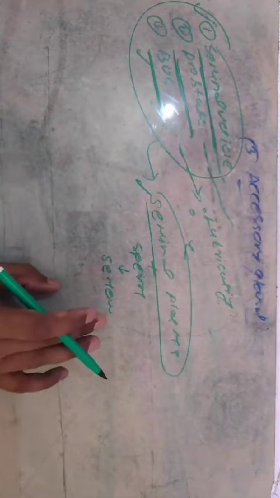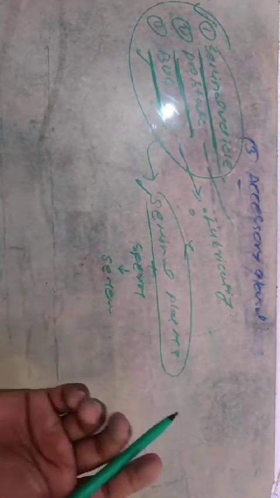Notes related to the accessory glands and accessory ducts were delivered to you on 8/5/2020. Now the next one is the external genitalia.